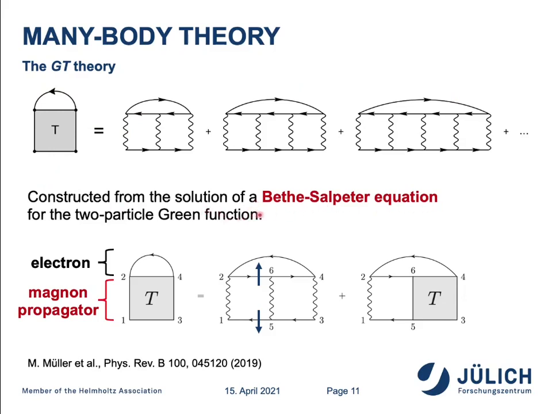That is an analog of the Dyson equation, but for two-particle objects. In this formulation, the T object plays the role of a magnon propagator. It is obviously a very complicated four-point equation, but the good news is that it can be solved very efficiently using the Wannier function formulation. More technical details on the numerical implementation for the GT self-energy can be found in the corresponding publication.